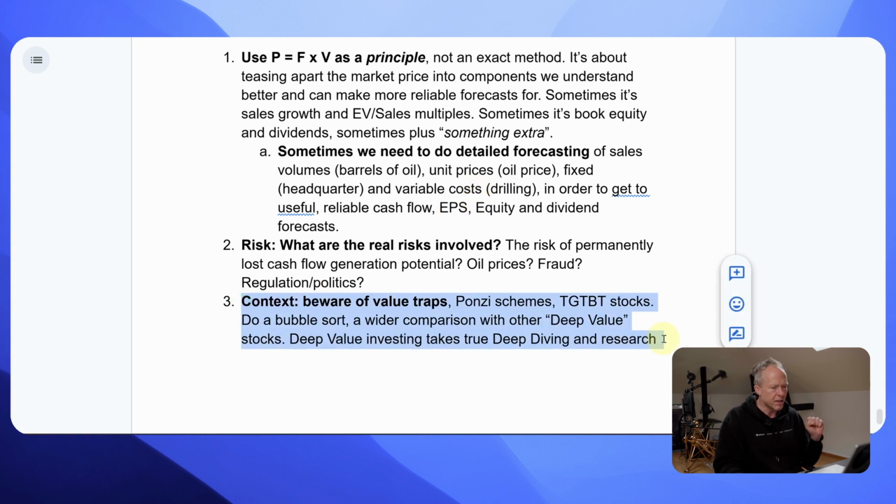Finally, the third lesson is one about context. You have to be aware of value traps, of Ponzi schemes, of too good to be true stocks, TGTBT stocks. Whenever you find a company that is this cheap, you should put some energy into finding similar, similarly cheap companies. You should do a bubble sort of these.